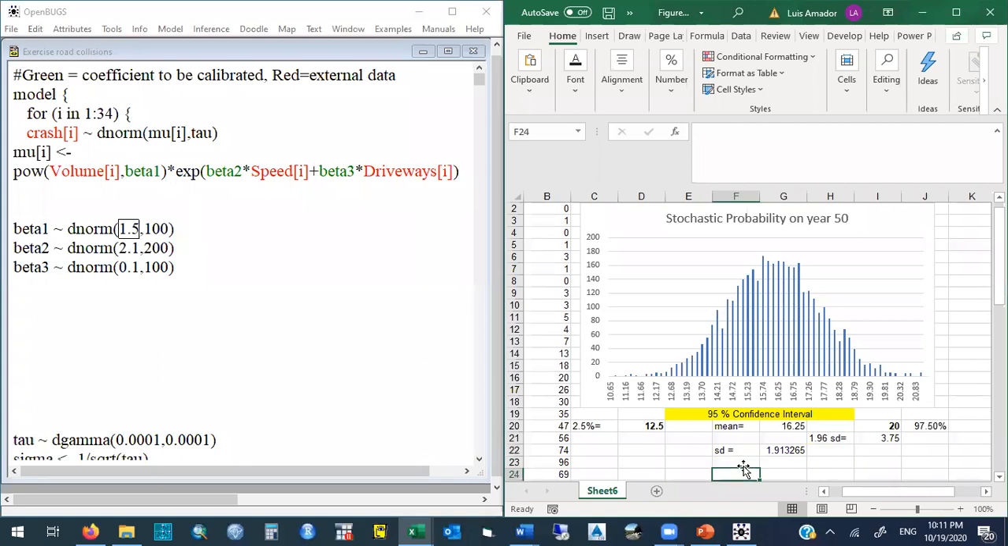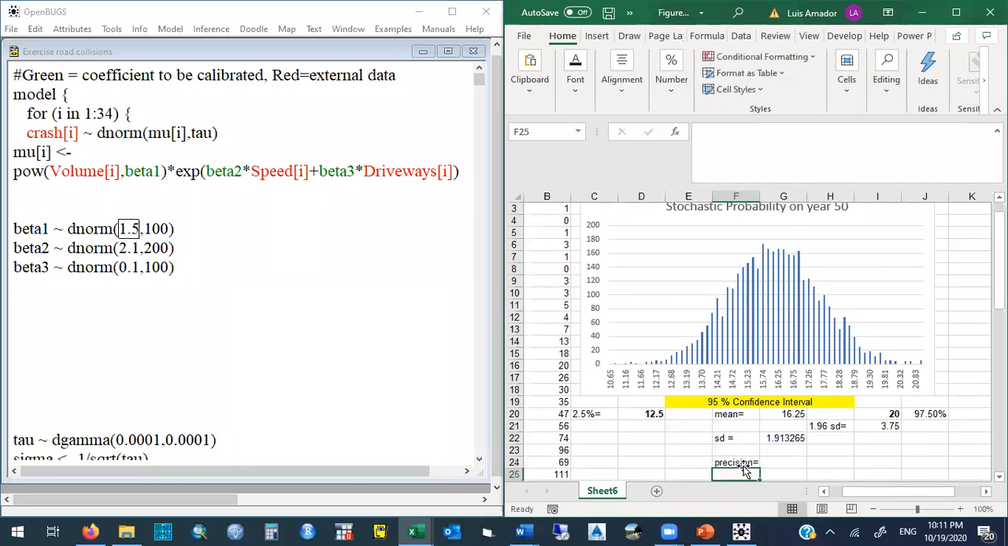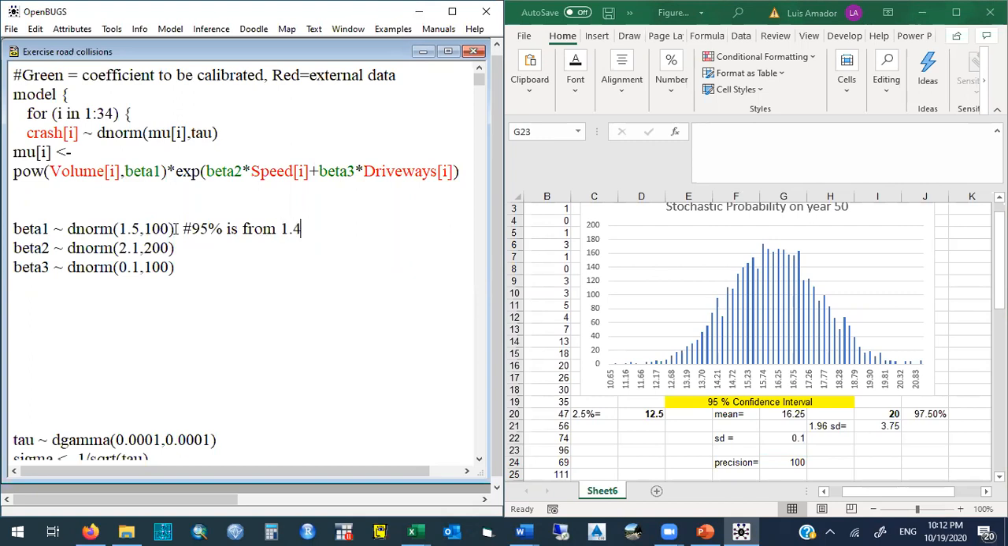So I have my mean, I have my standard deviation, and I can have my precision if I want. My precision, problem is people typically don't use it, but the precision is 1 over the standard deviation squared. So in this case, my precision is 0.2. Okay. So the precision is related to how big is the standard deviation. What happens if the standard deviation is smaller than that, like 0.1? Then the precision is 100. So if you see here, this is saying that the 95 percentile is from 1.4 to 1.6. That's what this 100 is saying there.